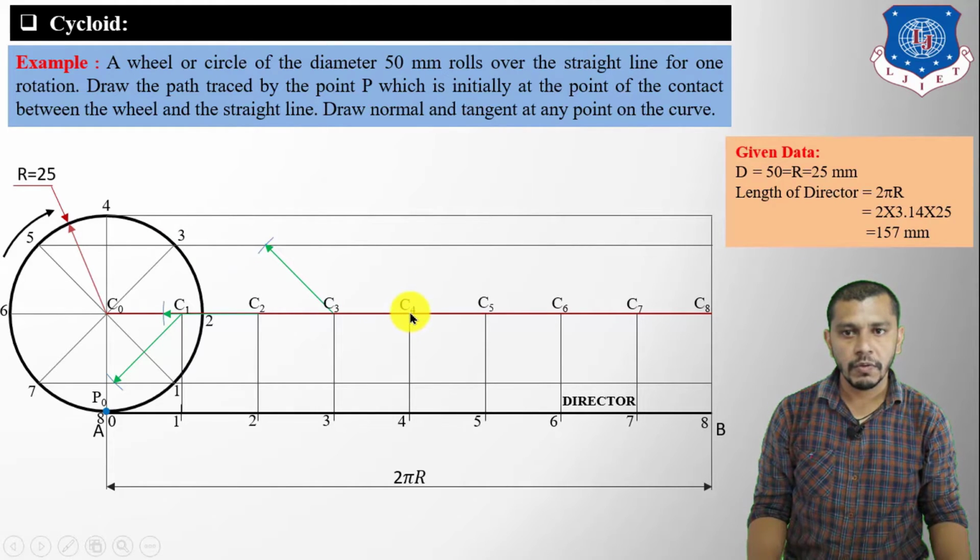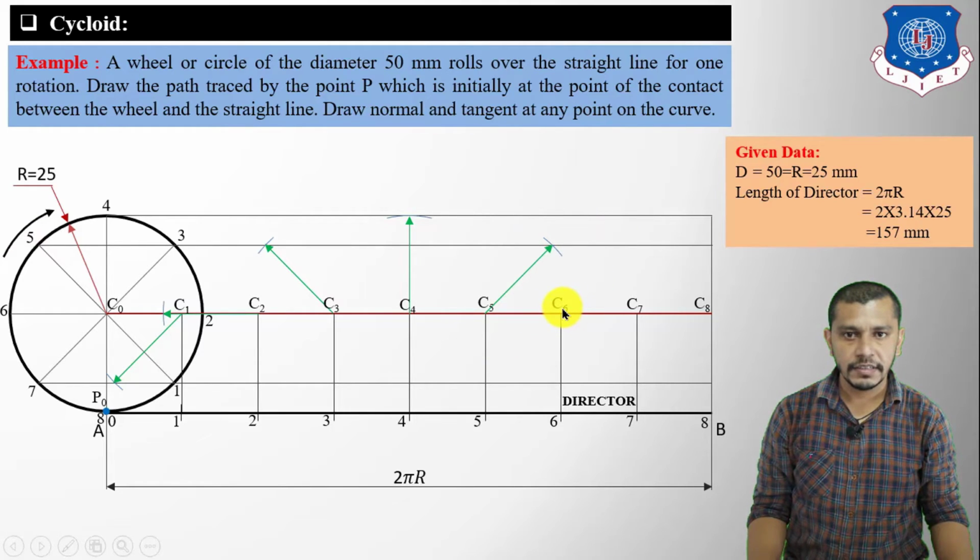Now put your roundel over here, or take the center at C4, and give an arc on the line passing from the fourth point of the circle. Over here you have to give the arcs in the clockwise manner because the circle is rolling in the clockwise direction. Now take C5 as the center, radius is equal to the radius of the circle, and give an arc on the line passing from the fifth point of the circle over here.